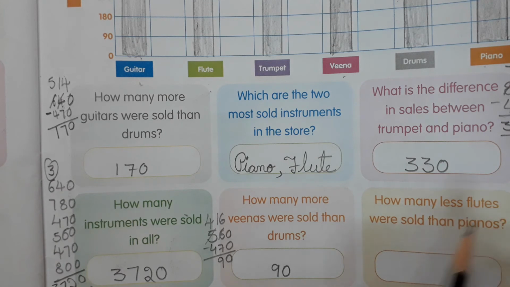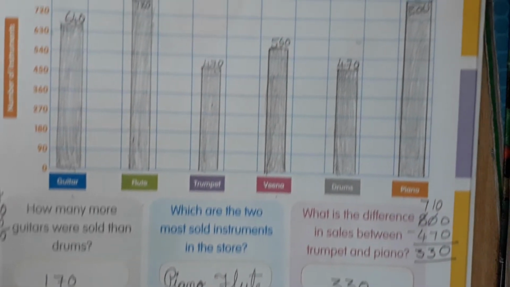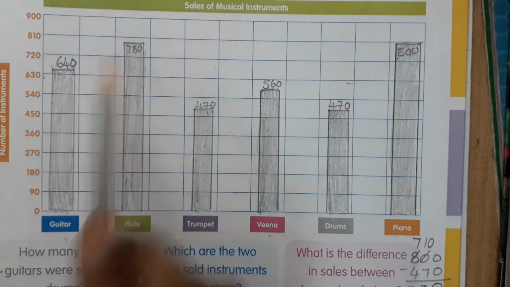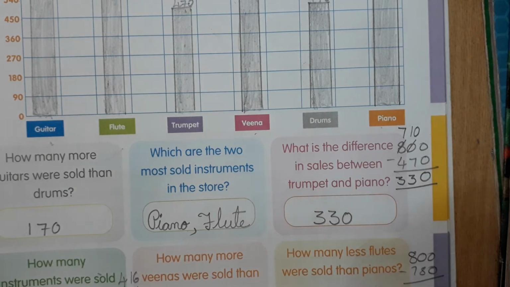How many less flutes were sold than pianos? So pianos 800 and flutes 780. So the difference between 800 and 780, how much? 20. Very easy. 0 minus 0, 0. 0 minus 8, not possible. Get borrow. 8 becomes 7. 0 becomes 10. 10 minus 8, 2. 7 minus 7, 0. So 20 is the answer.